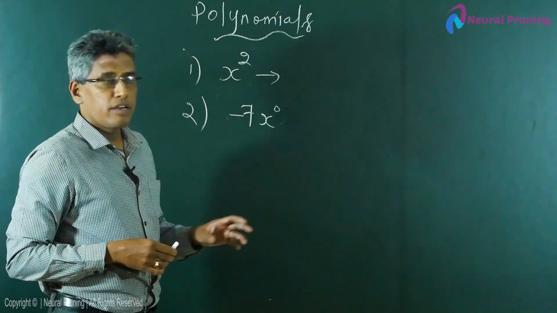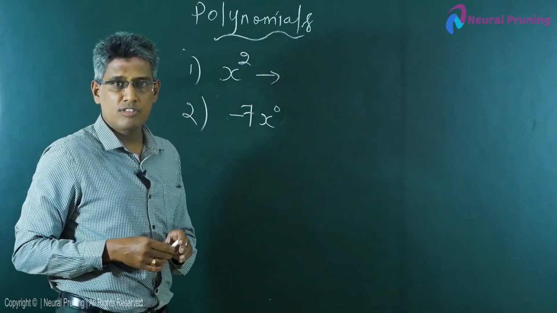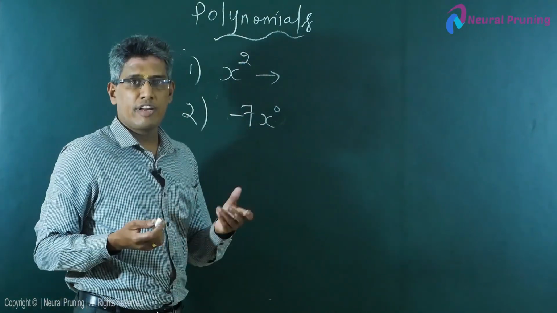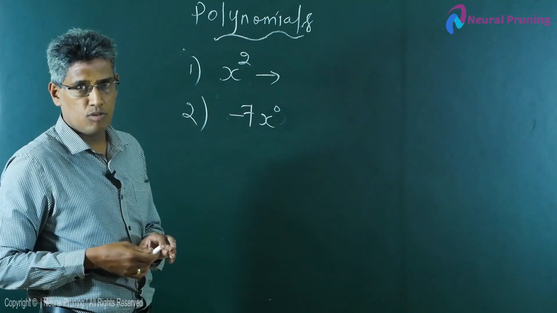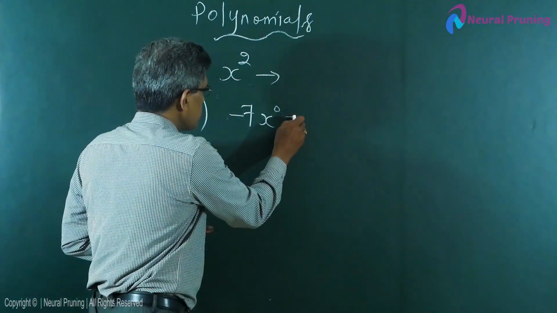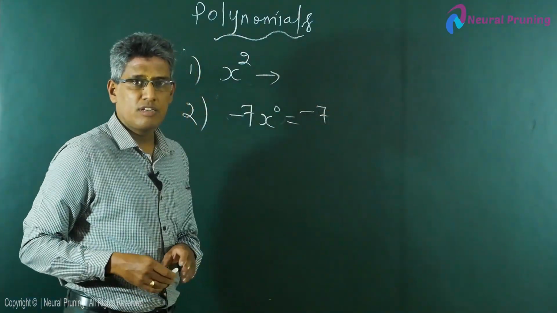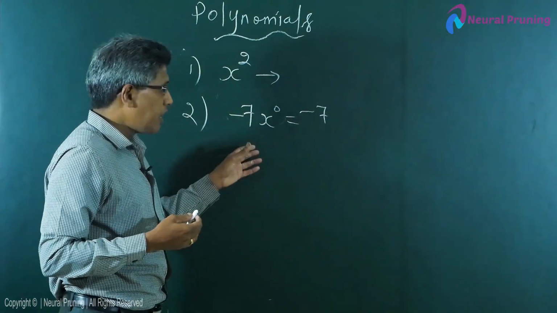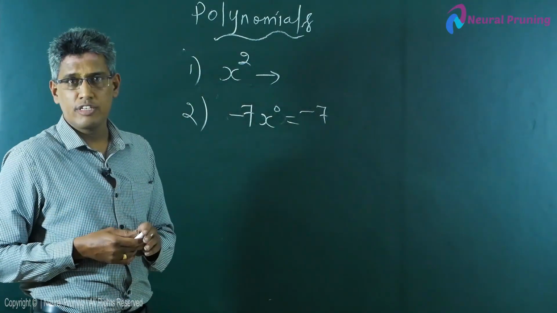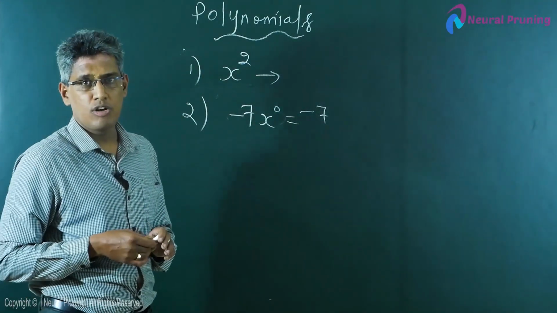minus 7 into x raised to the power 0. Anything raised to the power 0 is 1. So that way this is minus 7, and in spite of having written only the constant term, it still qualifies to be called a polynomial.